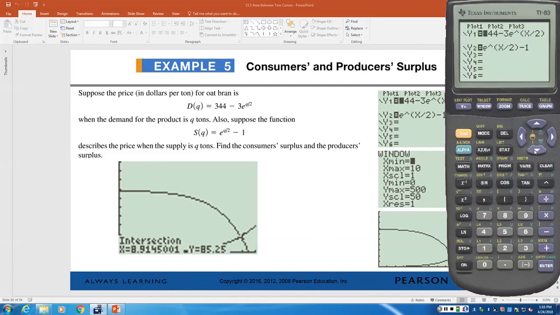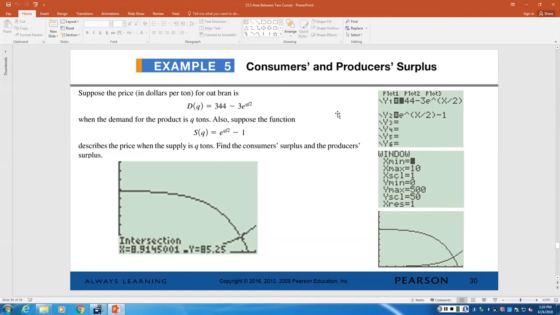So I'm going to go back here on y equals and put in 85.25. So that you understand, what we need is this area up here. This is the consumer's surplus. So it's going to be the difference between the consumer's equation minus that 85.25. This is the producer's surplus down here. It's going to be 85.25 minus the producer's equation.